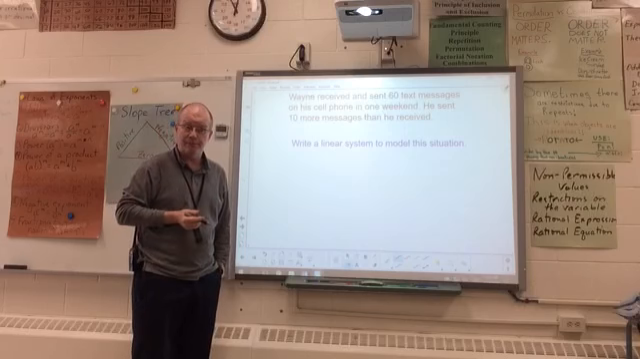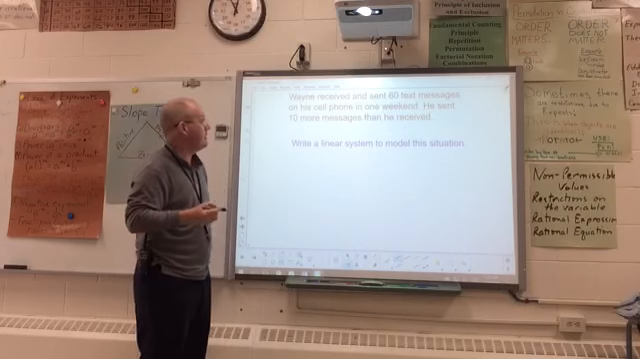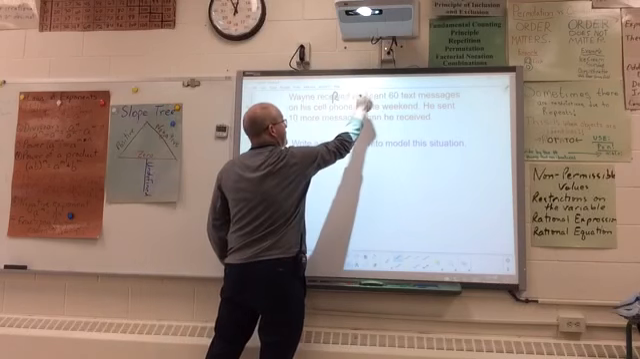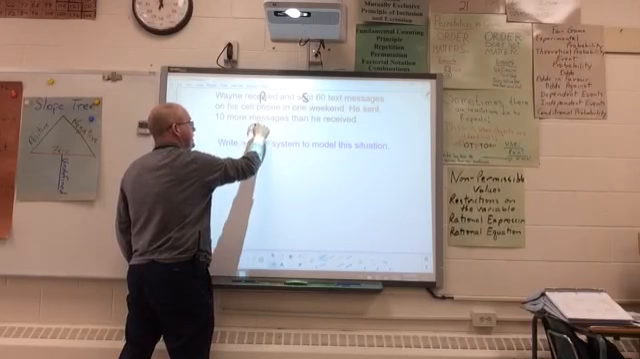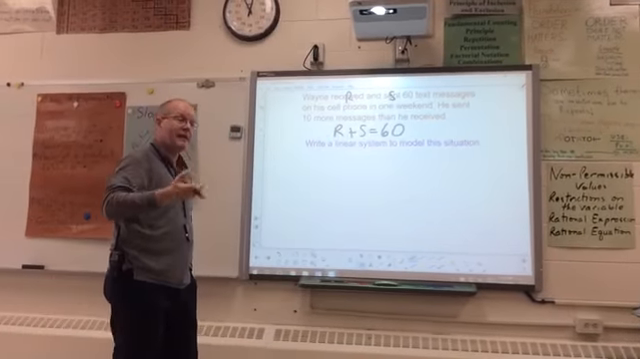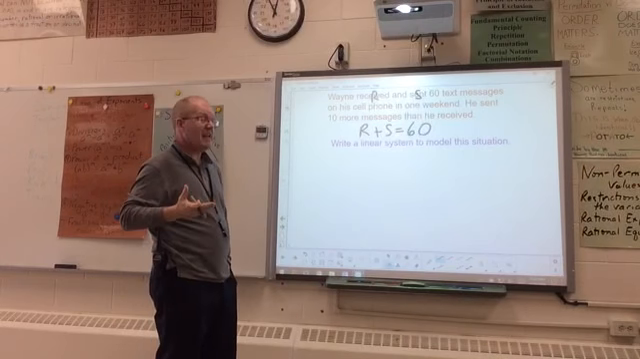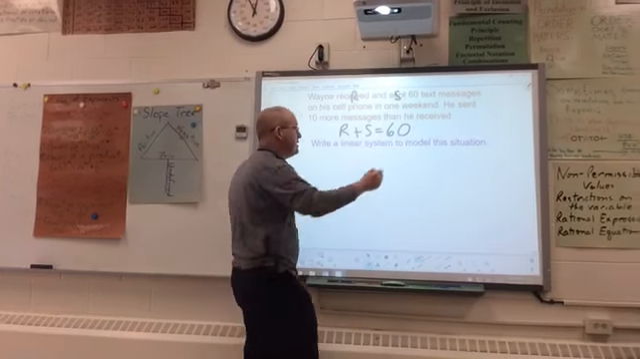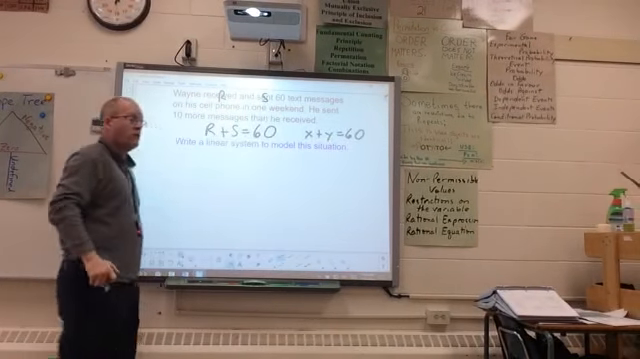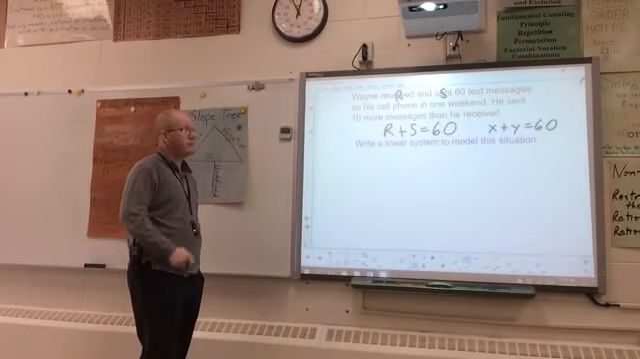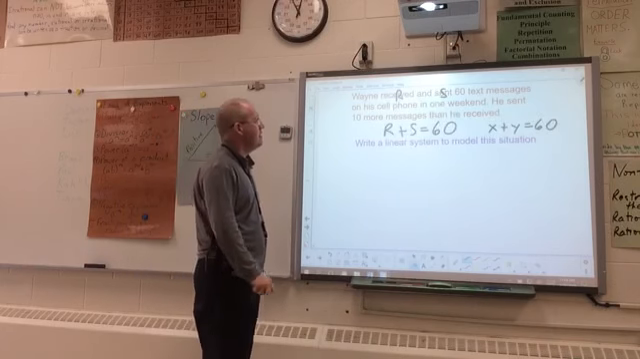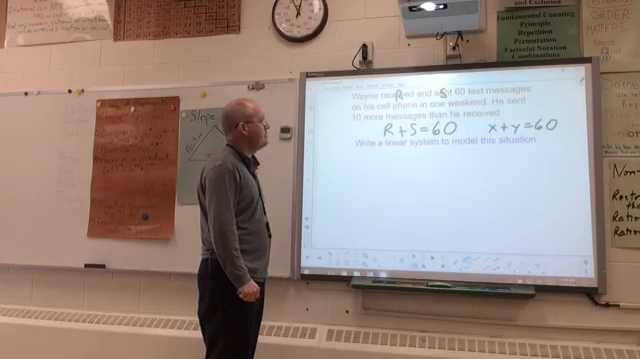Now, getting back to this, here's the problem, turning it into the equation. Received plus sent is 60. I hate R and S because we can't graph it, so let's call it x plus y equals 60 right now. Now, what's the other equation? x minus y equals 10. Yes. He sent 10 more messages than he received.